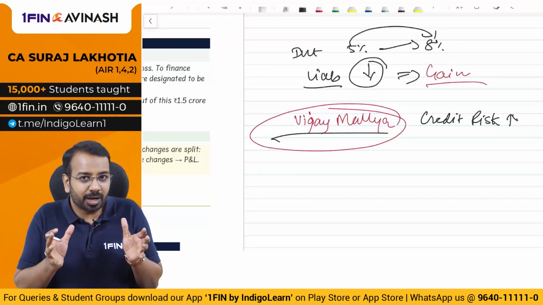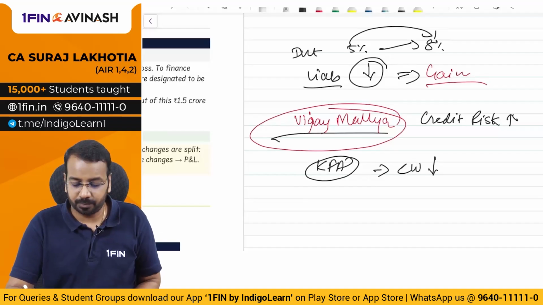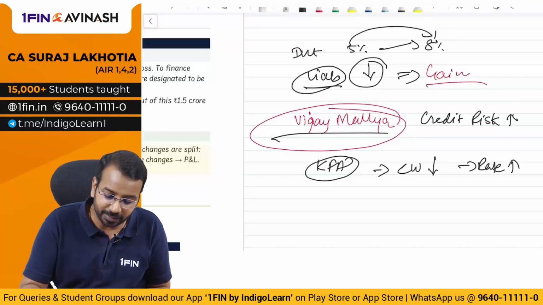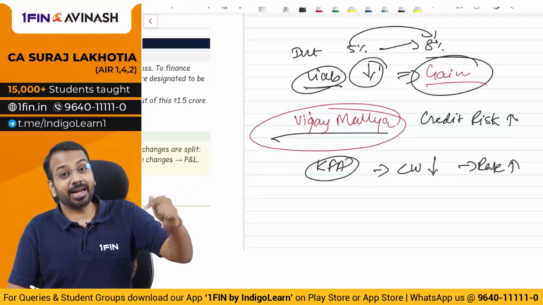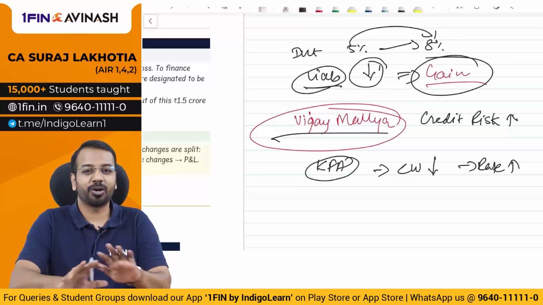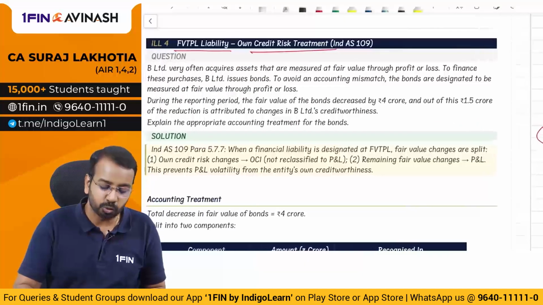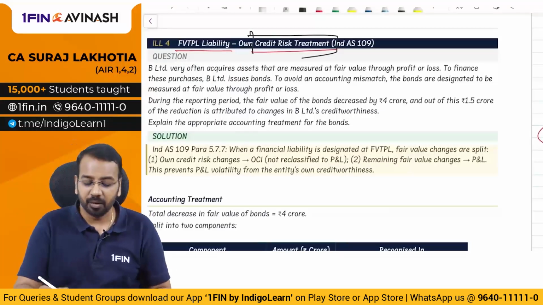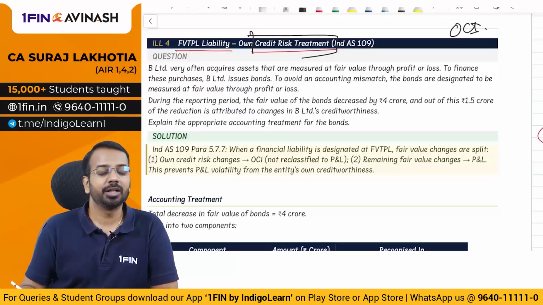Now, think of it from the company scenario. Kingfisher Airlines, credit worthiness reduced, rate increased. Now, the moment rate increases, liability value will come down and there will be a gain. What kind of situation is this? Because the credit worthiness has gone down, I am recording a gain in the P&L. Standard says we cannot allow this. It will not give a true picture. So, whatever are the changes due to own credit risk, that part we cannot recognize in P&L. We will recognize separately in other comprehensive income. We will not show it as a part of P&L.